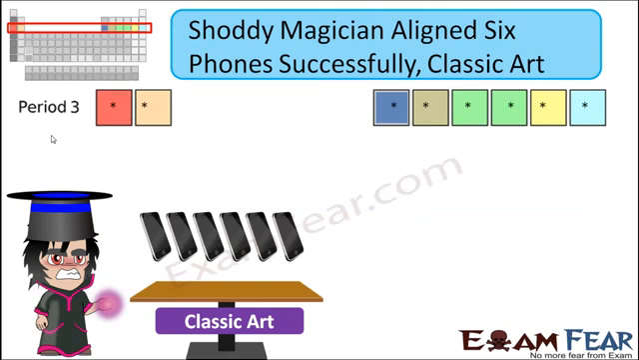Let's move on to period 3. So, what do you think is our memory tip looking at the picture that we have on the screen? We have a dirty magician who is doing some sort of magic with mobile phones, and in fact we see that some 6 mobile phones are hanging in the air, and that's his classic art. So, the memory tip here is: Saudi magician aligned 6 phones successfully, classic art.